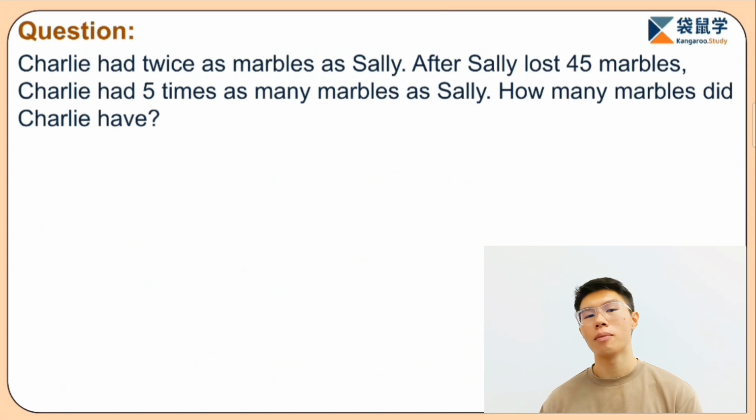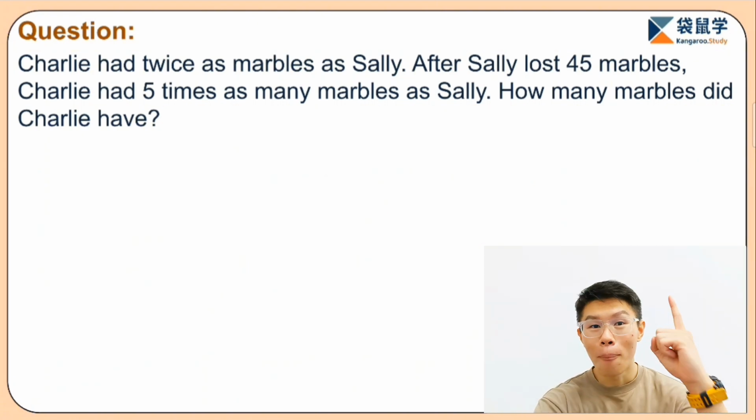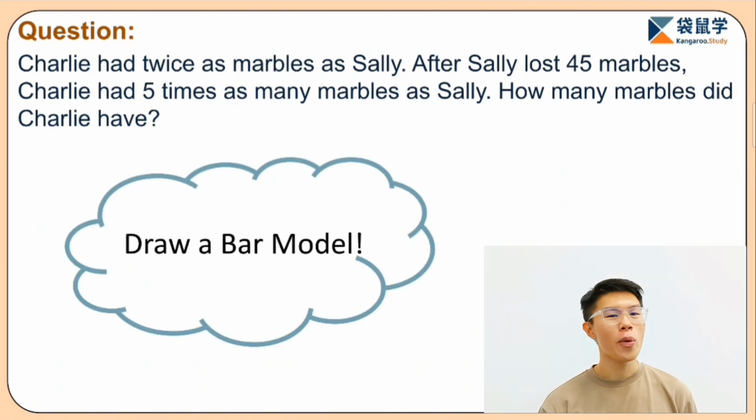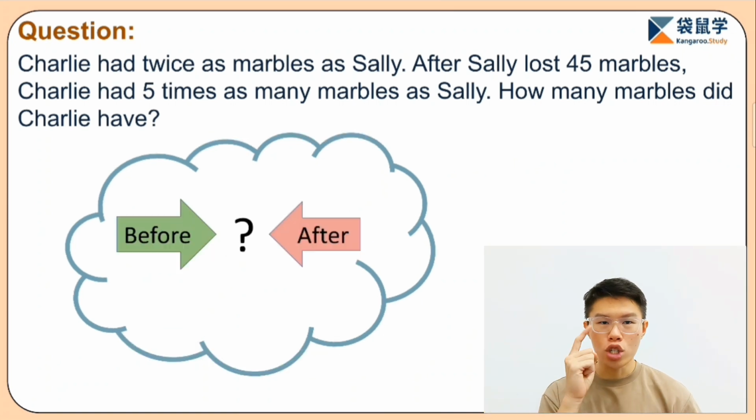We have a few pieces of information here. How can we represent this information in an interesting way? We can draw a bar model. Now we have a before and after situation. That means we can have two different models. Which way do we start drawing with?